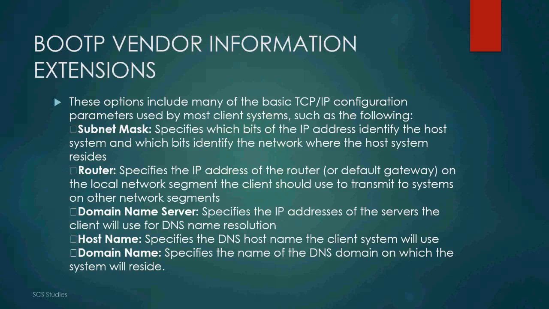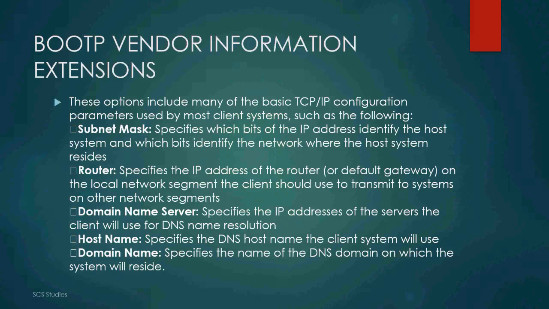The first thing is subnet mask, specifying which bits of the IP address identify the host system and which bits identify the network where the host system resides. Subnet mask is one of the most important things in IP addressing because it helps the system identify the network address available in the IP address and the client system, that means the end user address.